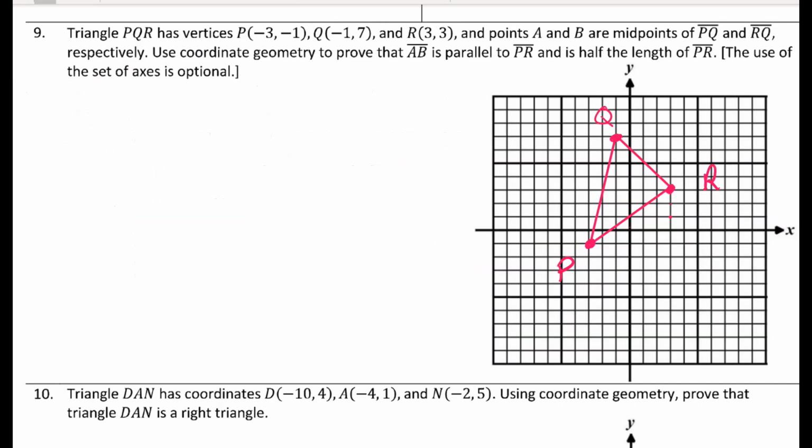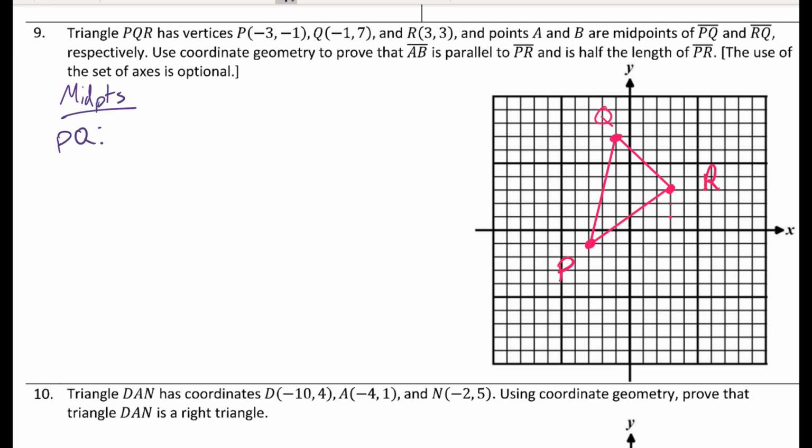Triangle PQR has vertices (-3, -1), (-1, 7), and (3, 3). Points A and B are the midpoints of PQ and RQ respectively. Use coordinate geometry to prove that AB is parallel to PR and is half the length of PR. So the first thing we need to take a look at is what are the midpoints of PQ and QR. So I'm just going to organize my work by finding some midpoints up here.